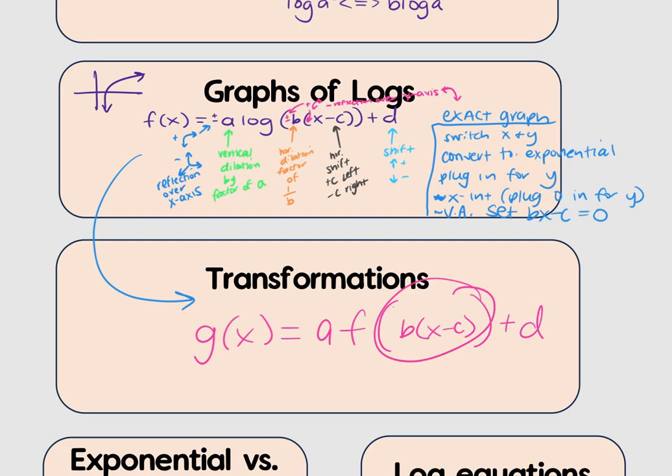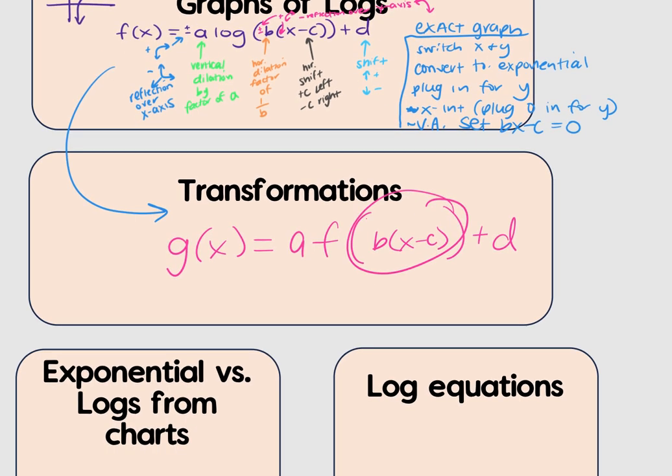So it doesn't change the B, but if it says a f of b x minus a number, now in order to figure out your horizontal shift, you actually have to take that B out. But typically it gives it to you with the parentheses.